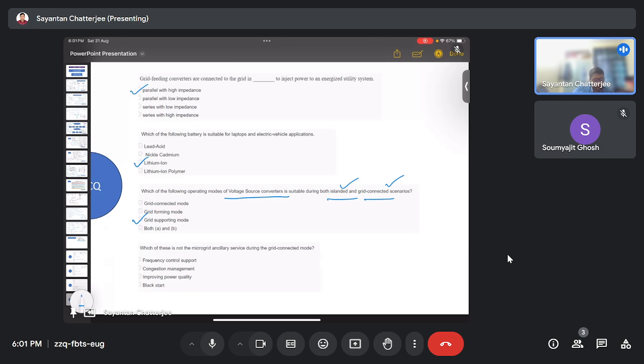Which of these is not a microgrid ancillary service during the grid connected mode? Congestion management, improving power quality, black start, frequency control support. Out of the four, which is not a microgrid ancillary service during grid connected mode? Already it's connected to the grid, so the answer is black start.